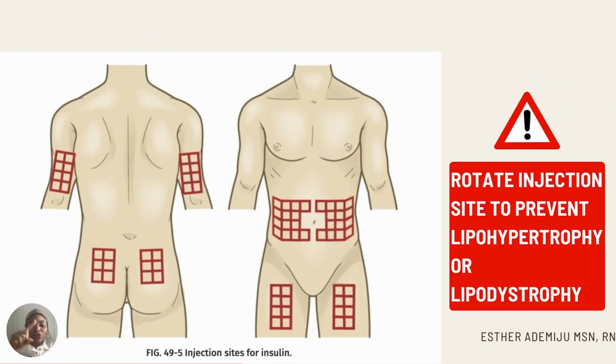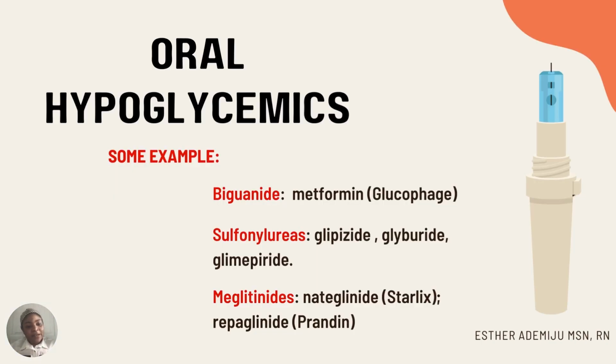So we have to make sure we're rotating the site. All right. Now we've talked about insulin. The next thing we're looking at is oral hypoglycemics. This is usually for your type 2 patients. But you remember your type 2 patients might also need insulin when they're sick, when they're stressed, when they're going for surgery, or if they're pregnant.